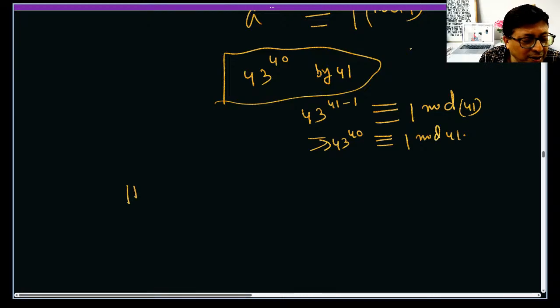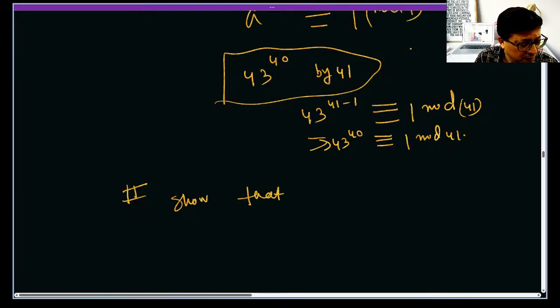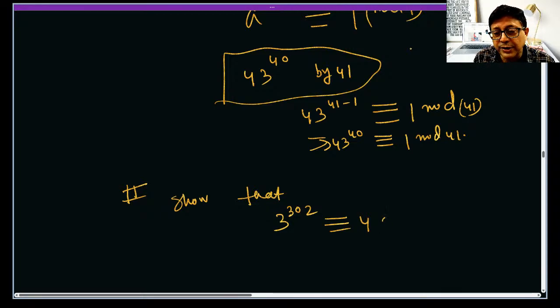Okay, let us take one very simple example. Show that 300 to the power 302 is congruent with 4 mod 5. You think before I do it here?